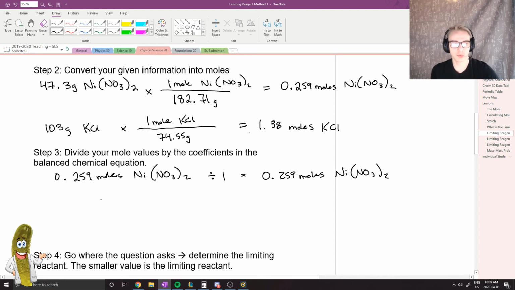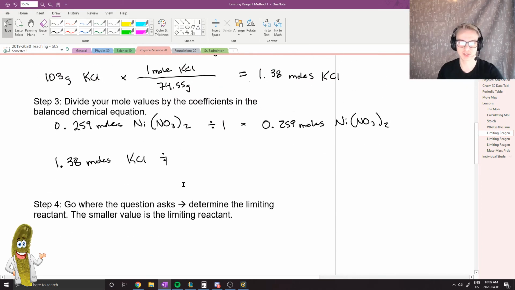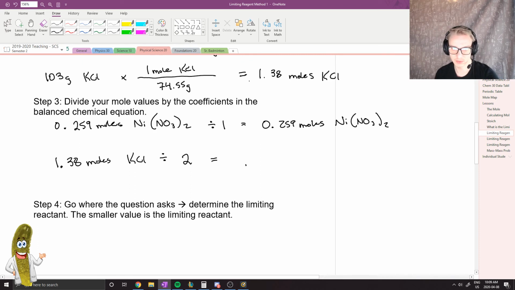Okay, then what we need to do is take our 1.38 moles of KCl, and we need to divide that by the balancing coefficient. Well, the balancing coefficient for KCl was 2 in this case, so we need to divide 1.38 by 2. And when we do that, we get an answer of 0.69 moles of KCl.